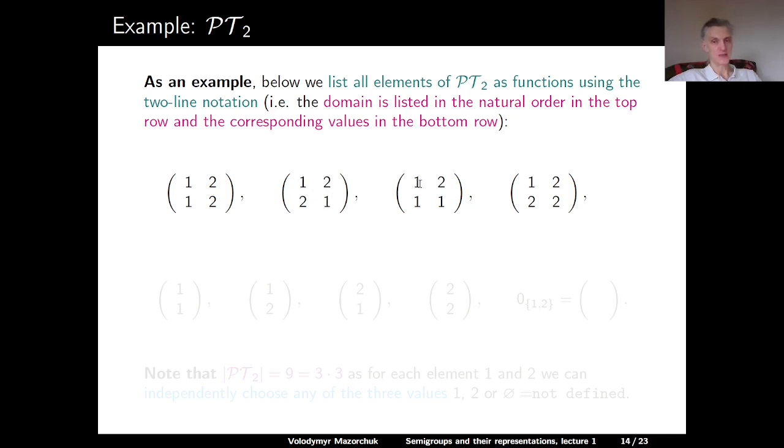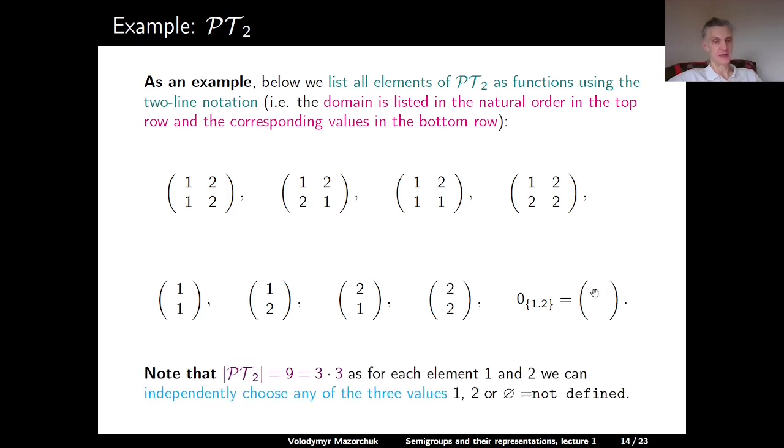Then we have the element which sends 1 to 1 and 2 to 1, with the domain the whole set, and the element which sends 1 to 2 and 2 to 2. Again, the domain is the whole set. Then we have the element with domain 1, which sends 1 to 1. Then domain 1 and 1 goes to 2. Then domain 2, 2 goes to 1. Domain 2, 2 goes to 2. And then the element 0, which is not defined on any element. So the domain is the empty set.